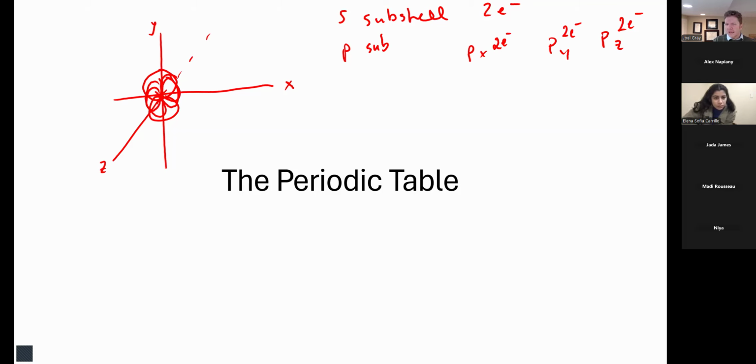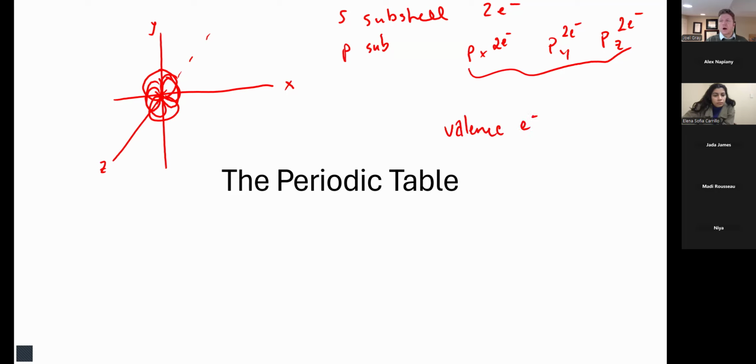So now in the chat, could you tell me how many total electrons the p subshell can hold? 6. Perfect. Now, I want to focus in on the s and the p subshells because the s and the p subshells show our valence electrons.